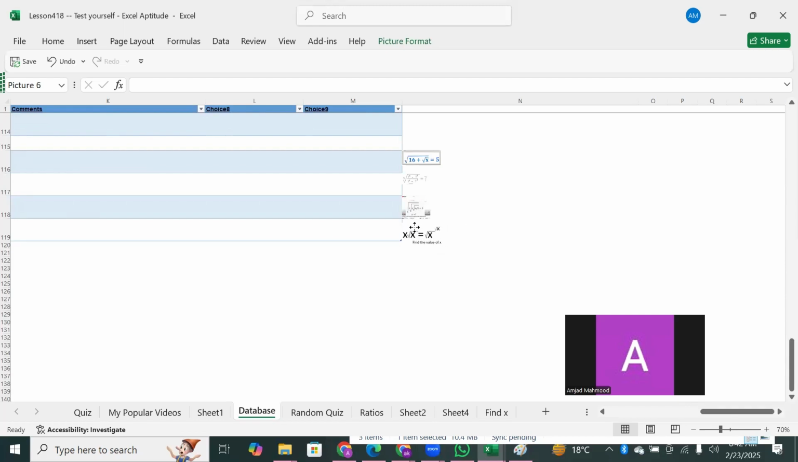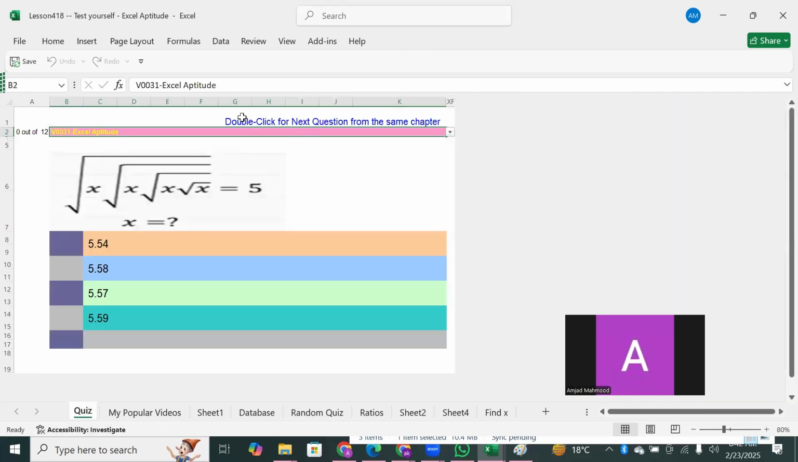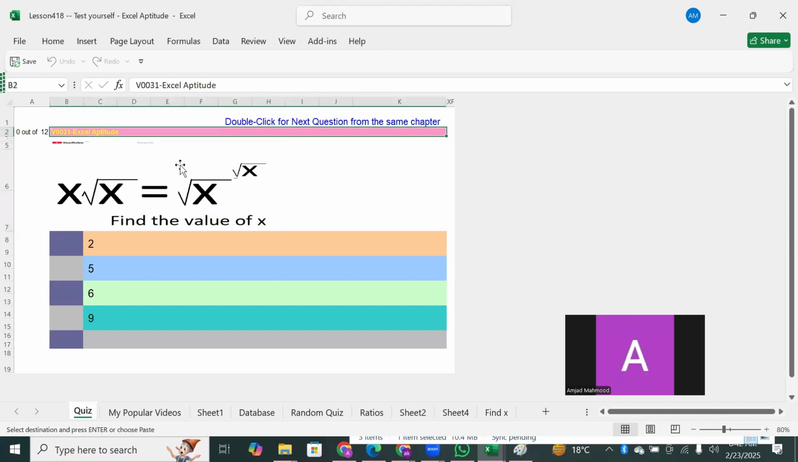Make it shorter so that the system will automatically resize it as soon as you click in here and you double click to proceed to the next question. The question is already placed. You have these answers, and your right answer is, of course, 9.